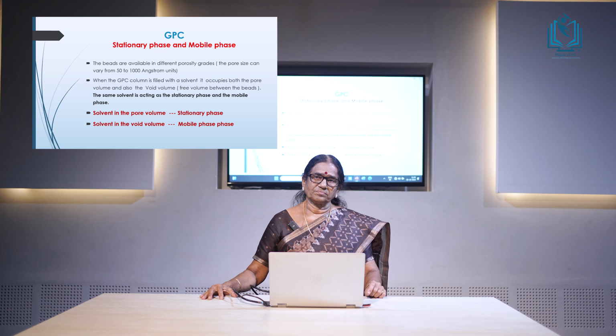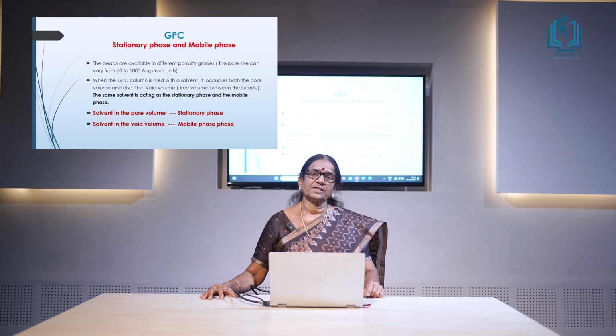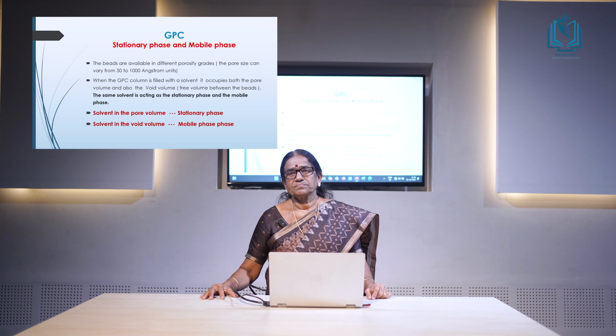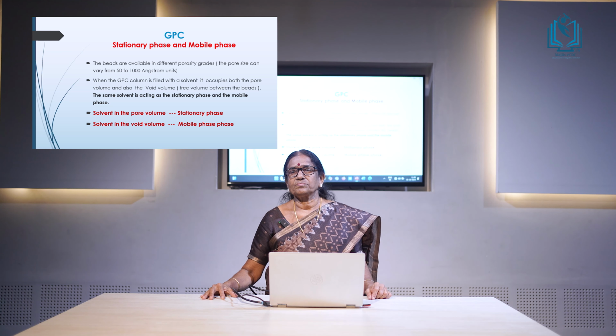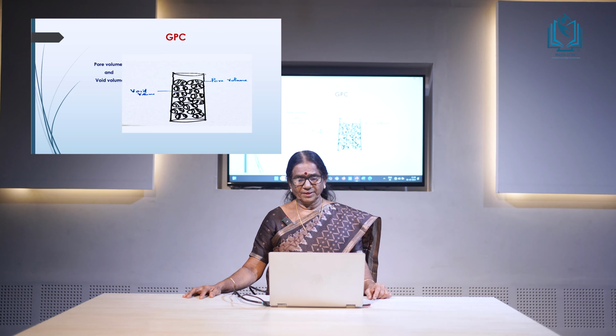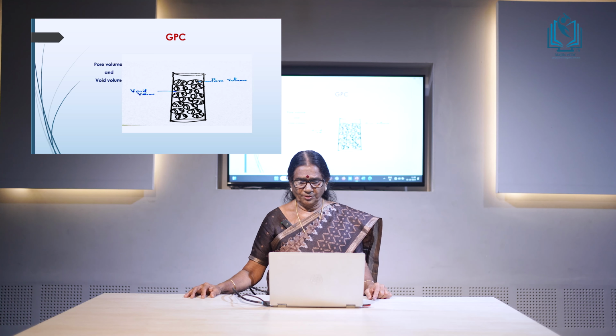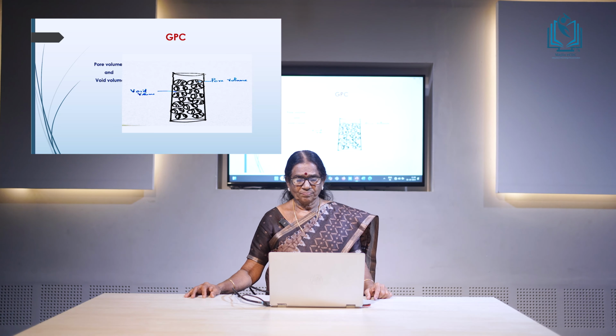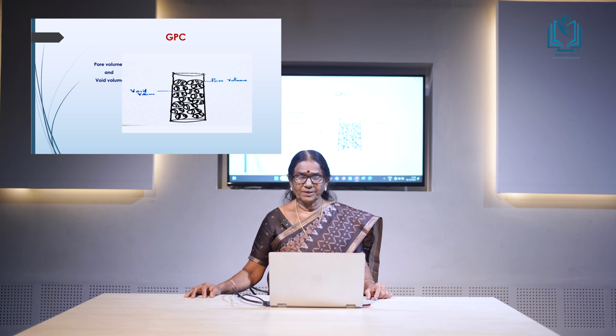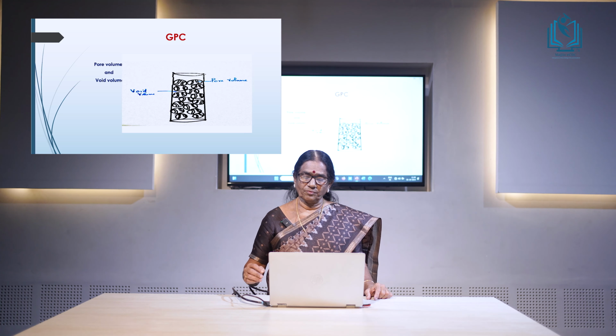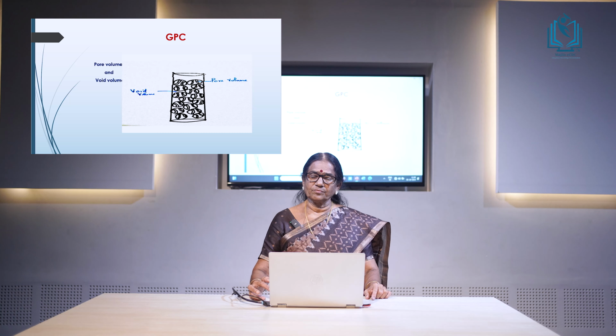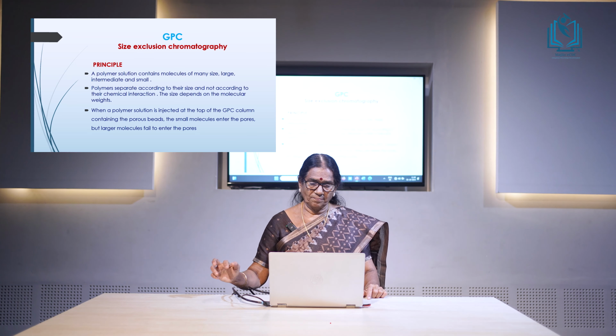The pore volume means the volume within the pores, and the void volume is the space in between the beads. And the solvent contained in the pore volume is known as the stationary phase, and the solvent in the void volume is known as the mobile phase. Now, this is also a diagrammatic representation, and it shows the pore volume and the void volume. The volume within the pores is known as the pore volume, and the volume in between the spheres is known as the void volume. Pore volume is the stationary phase and void volume is the mobile phase.